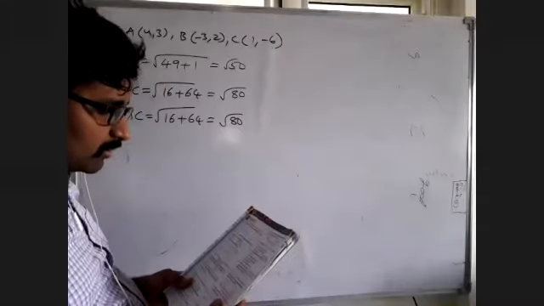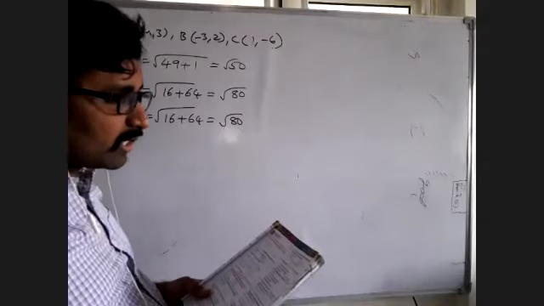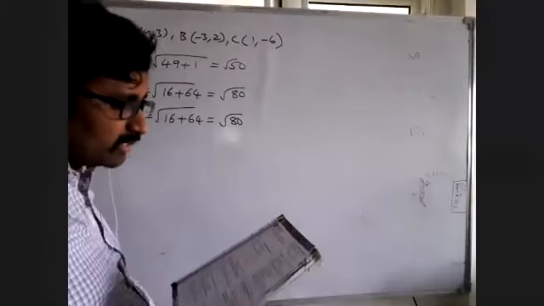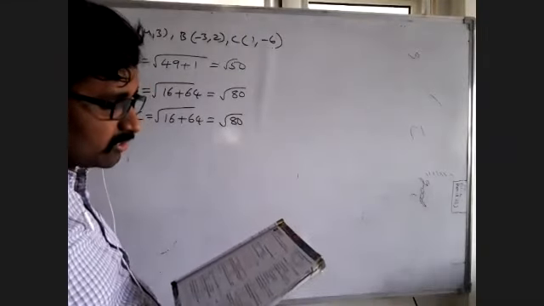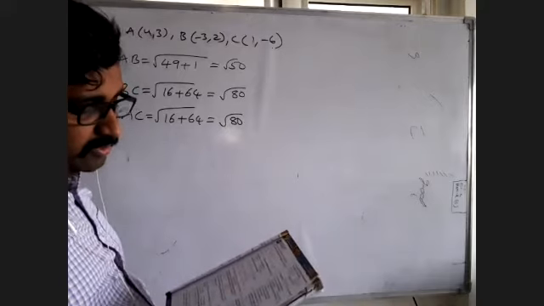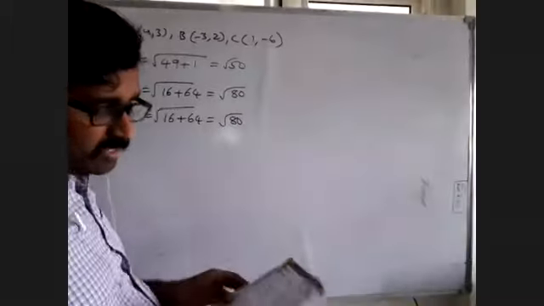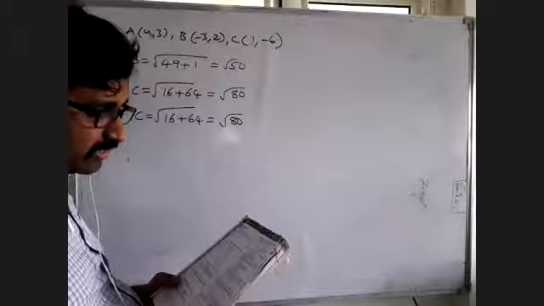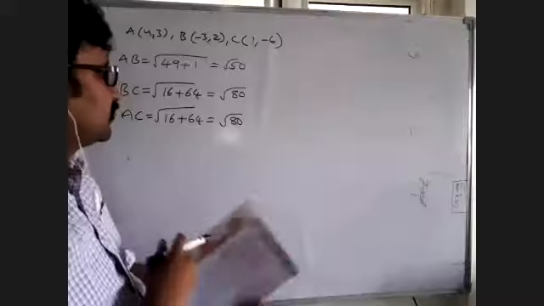Options: the first option is an obtuse angle triangle, the second option is an acute angle triangle, the third option is a right angle triangle, and the fourth option is a right angle isosceles triangle. Two sides are equal, so it is isosceles, but that is not given here in terms of sides. Here it is given in terms of angles: obtuse angle, acute angle, right angle, isosceles.